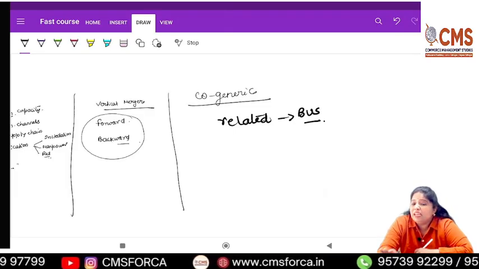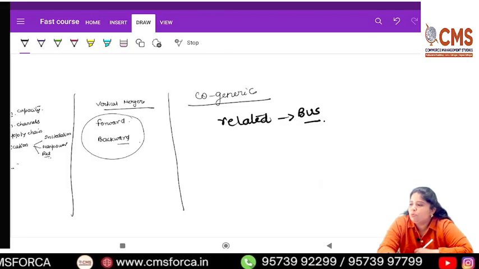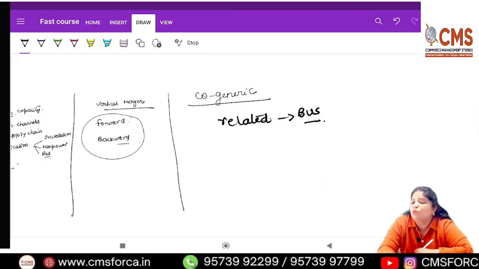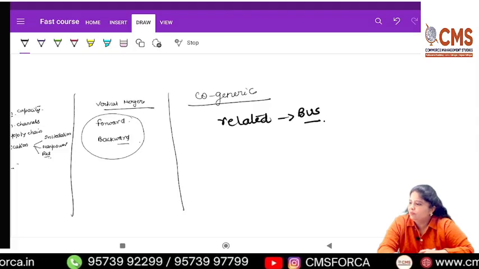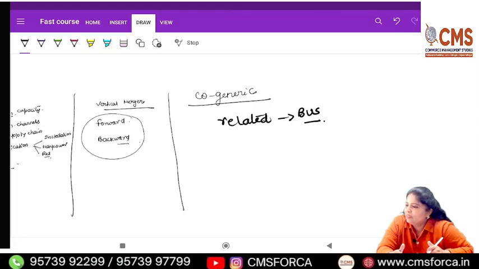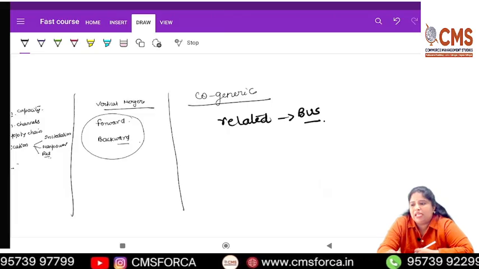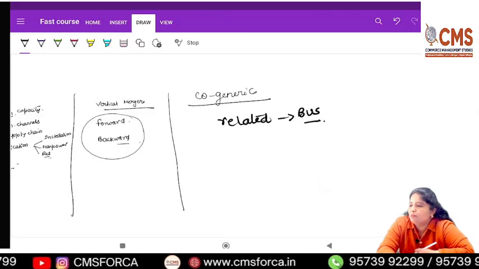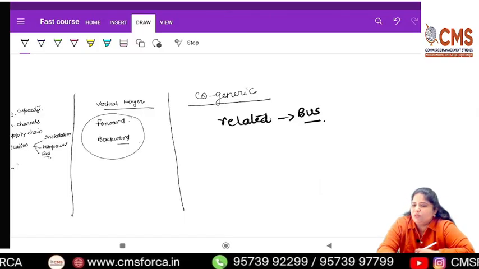They are in related business, not the same business. They must be in related business. Then you call it a co-generic merger. Are we good with this? Now, I can give one example for co-generic merger. You are all aware of PepsiCo, right? Merged with Quaker Oats.